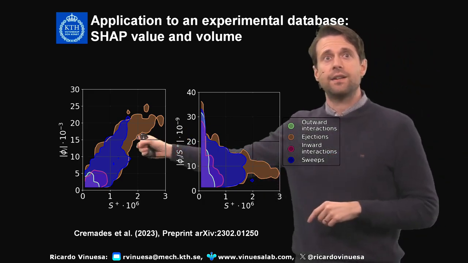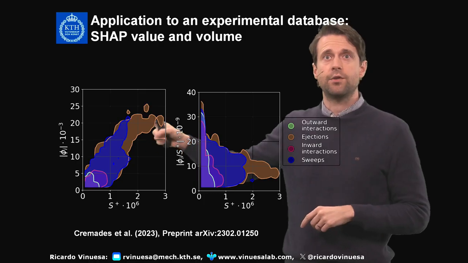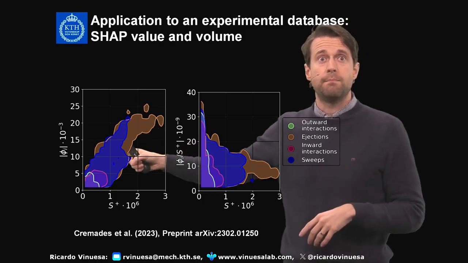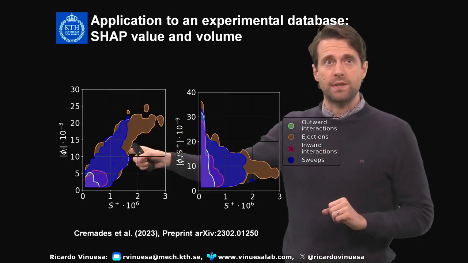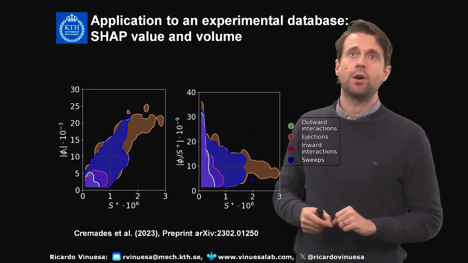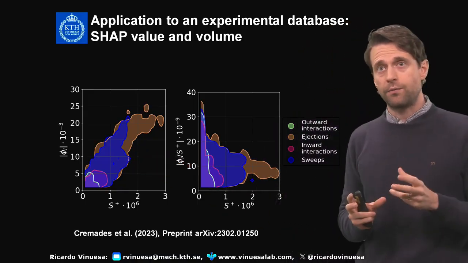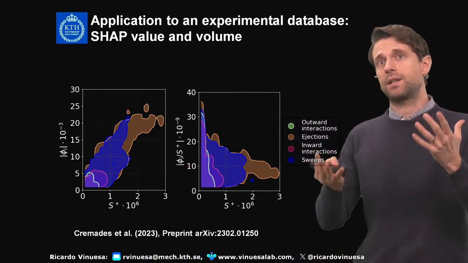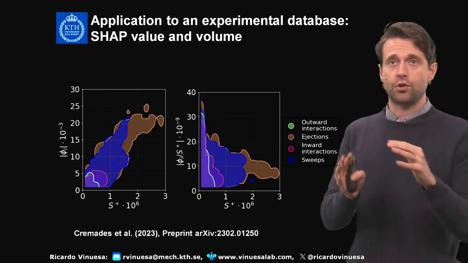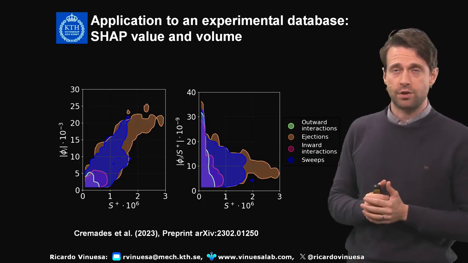Interestingly, here, of course, the ejections, which are in brown, are still the most important ones, but in blue, we find the sweeps. The relative importance of the sweeps becomes more prominent, and that's well known from the turbulence literature as the Reynolds number increases. So that's no surprise, this is corroborating a known result from the literature.